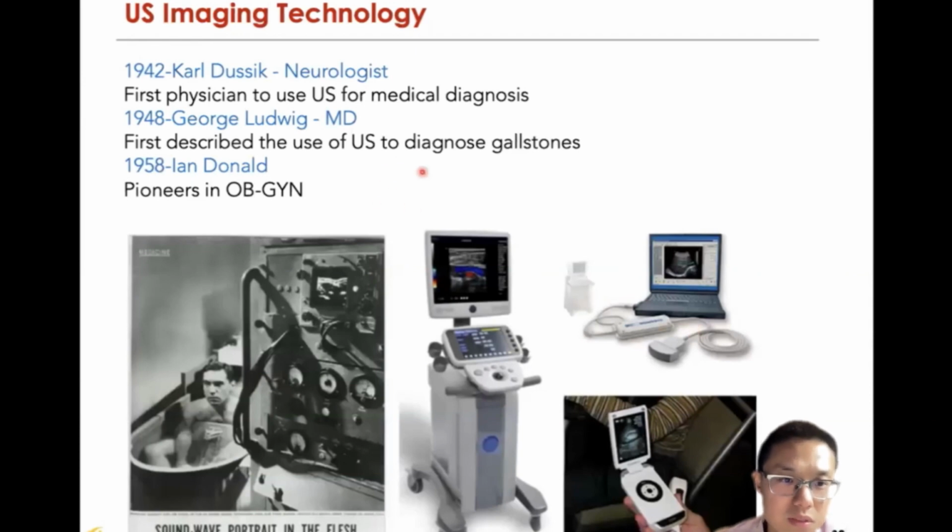This is how ultrasound imaging technology evolved. In 1942, Karl Dussik, a neurologist, was the first physician to use ultrasound for medical diagnosis. Later, George Ludwig described the use of ultrasound to diagnose gallstones. And in 1958, Ian Donald was the pioneer in OB/GYN using ultrasound.